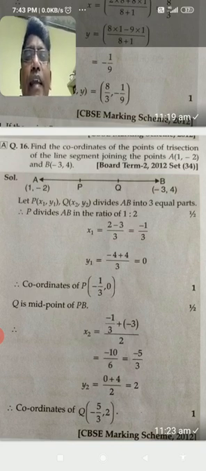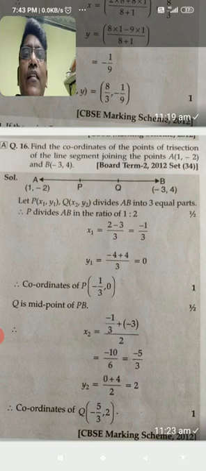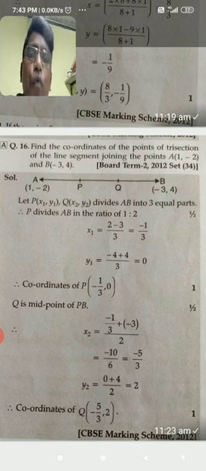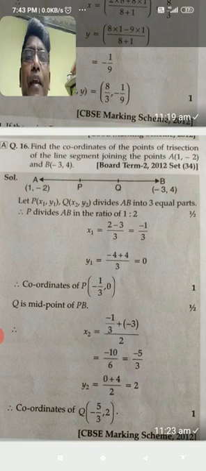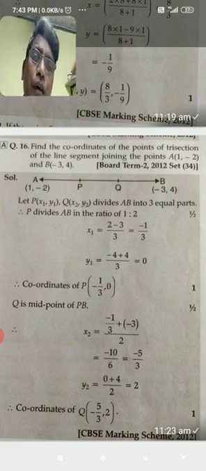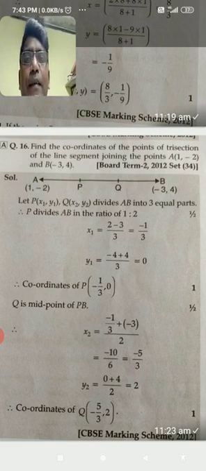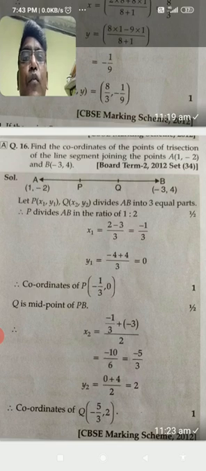All are equal distance. Internally, trisection means it will intersect in equal ratio. I mean the 3 parts are equal distance, and in equal ratio, 2 is to 2 is to 2, or 1 is to 1 is to 1. So commonly we take m1, m2, and m3 also, if three parts are there. So first we want to find the point P.